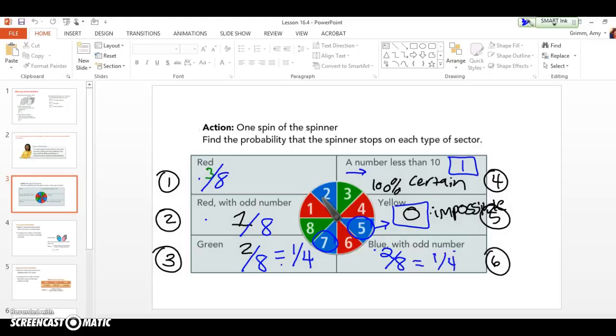All of these are called theoretical probability. This is what should happen in theory. If I spin the spinner 4 times, I should land on a blue with an odd number 1 of those 4. That's what that means. Is that truly what would happen? That's just what they think is most likely to happen. So this is theoretical.